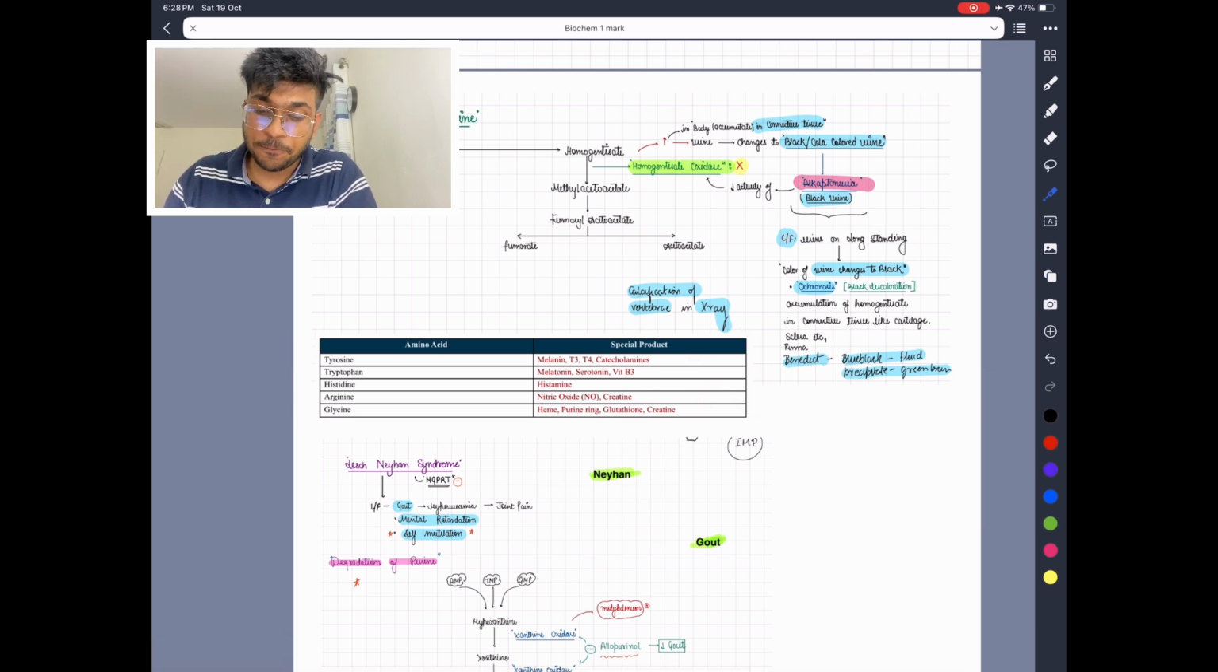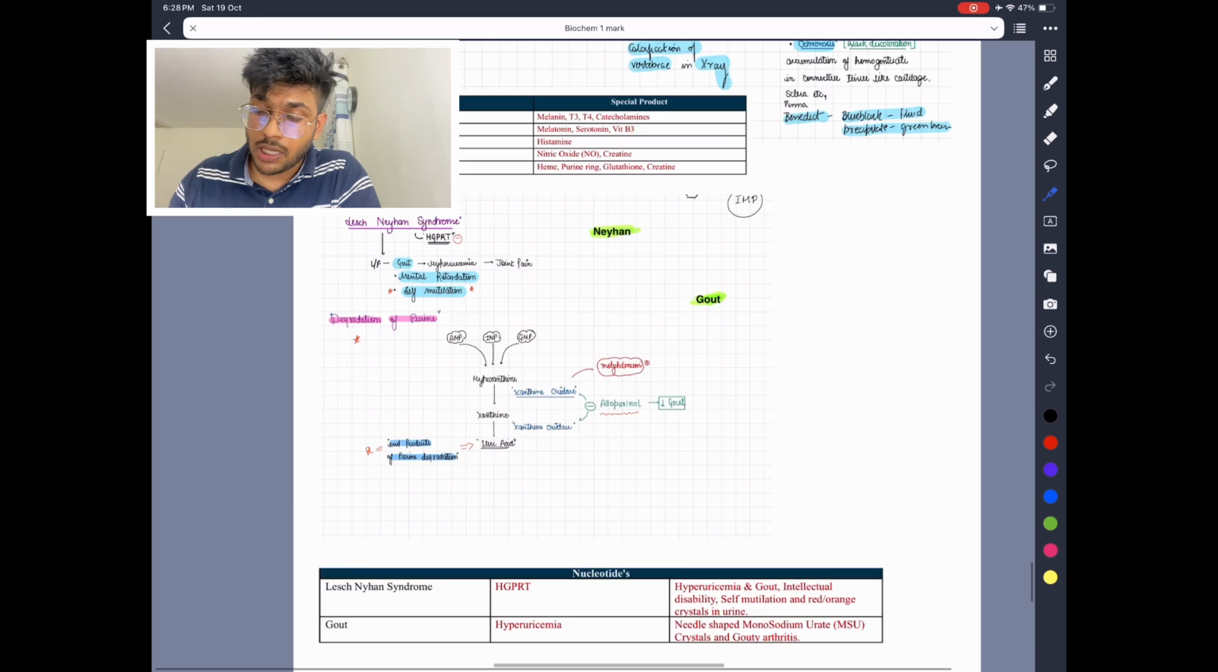This question is very commonly asked: what makes nitric oxide? The answer is arginine. And arginine also makes creatine. If you remember, GAM: G was glycine, A was arginine, M was methionine. And tryptophan, I told what all it does, melatonin, serotonin. So this table can potentially help you out.